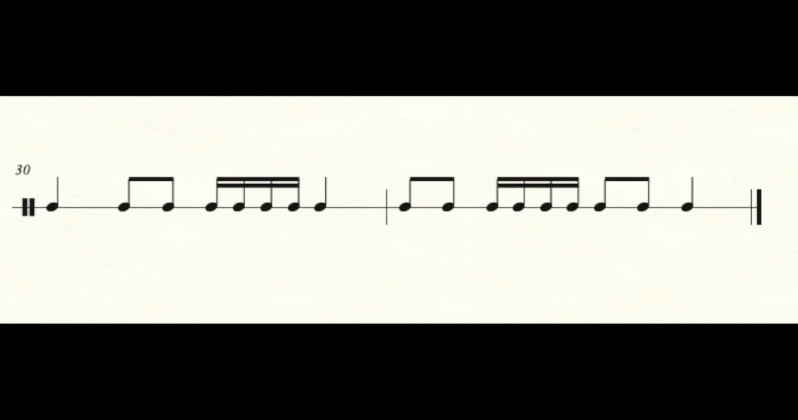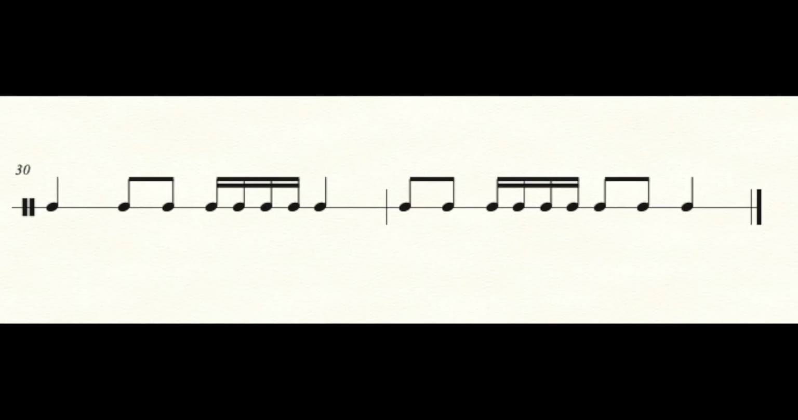Let's do another combination. Quarter notes, eighth notes, 16th notes. 1, 2, vocalizing, go. When using the counting method, it goes like this. 1, 2, here we go.